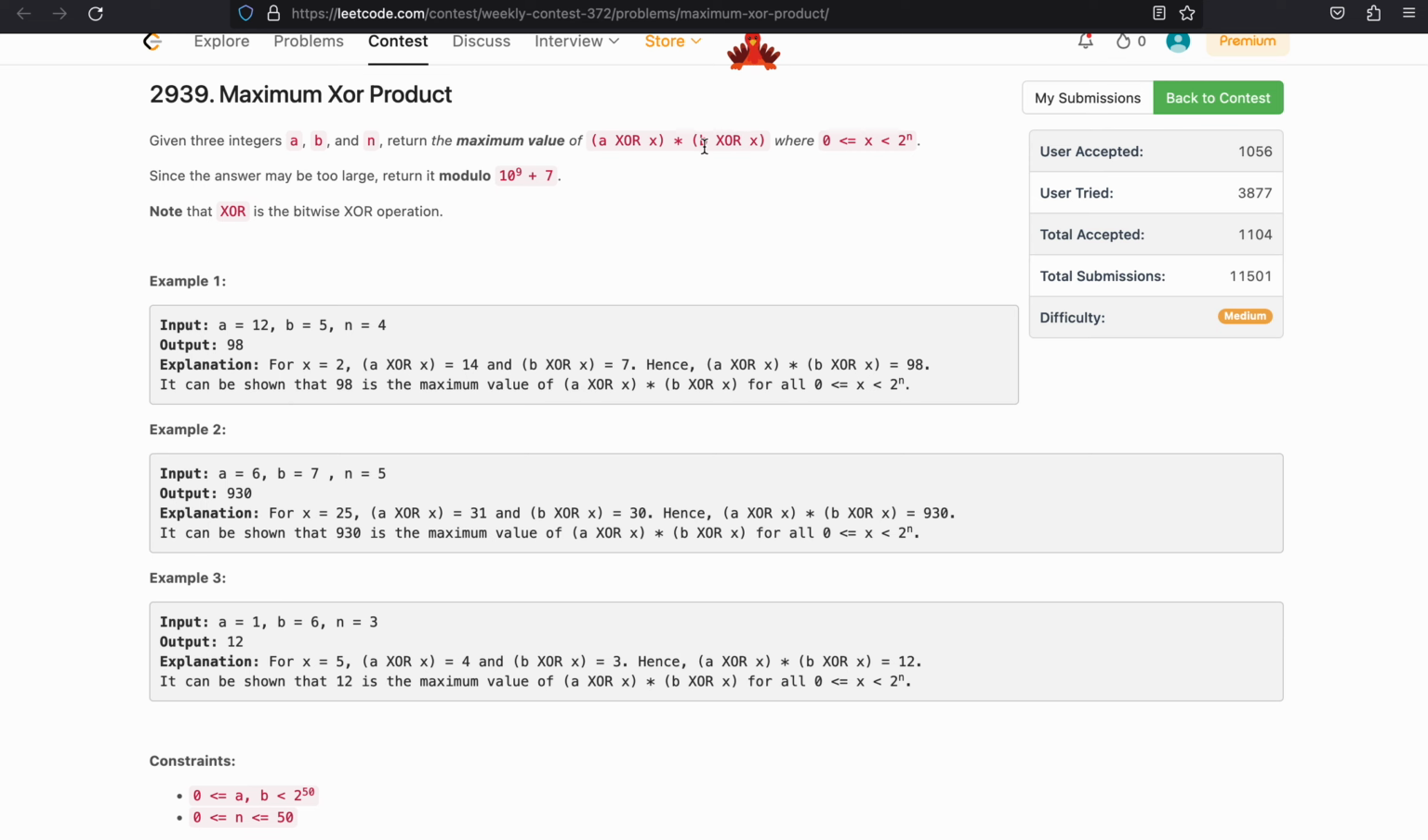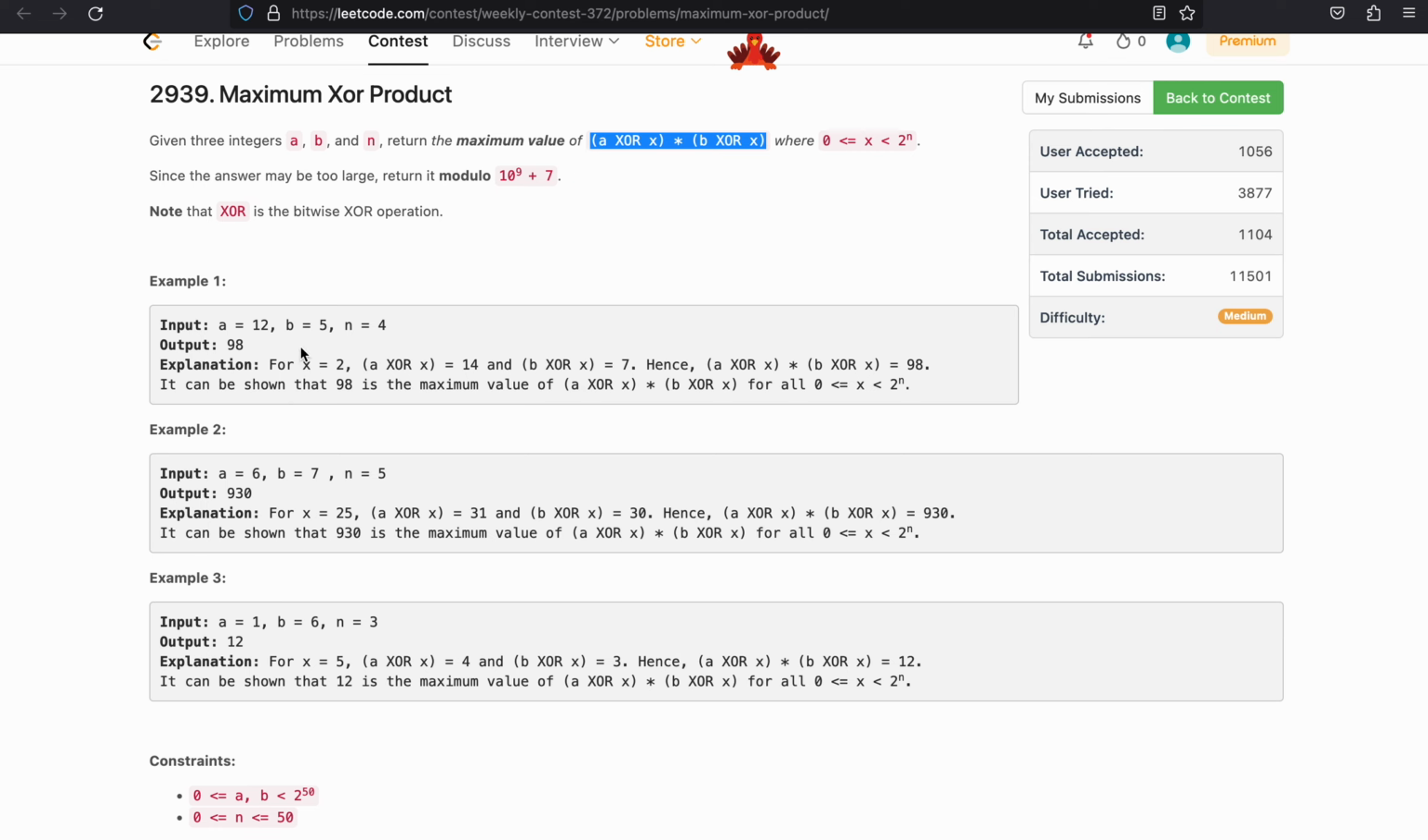For example, any two numbers which are almost equal, then the product becomes maximum. This is the intuition of the problem. For example, if we have numbers 5 and 5, then the product will be 25, and if we have 1 and 9, then the product will be 9. So to maximize the product, we have to make the numbers a and b almost equal.